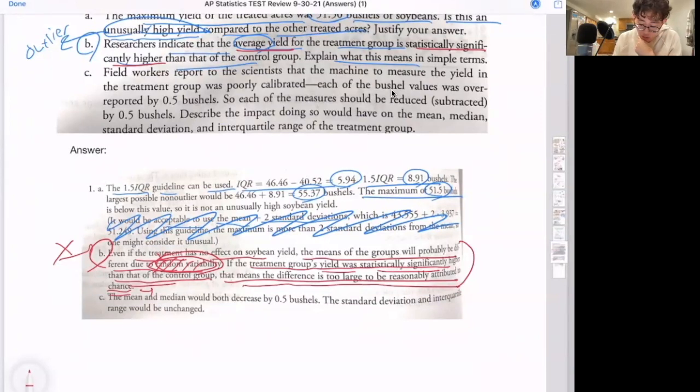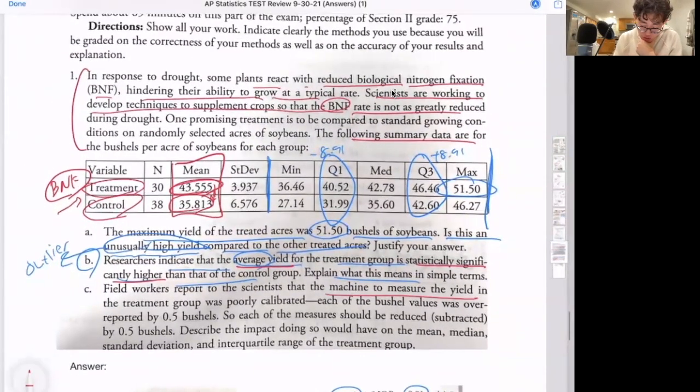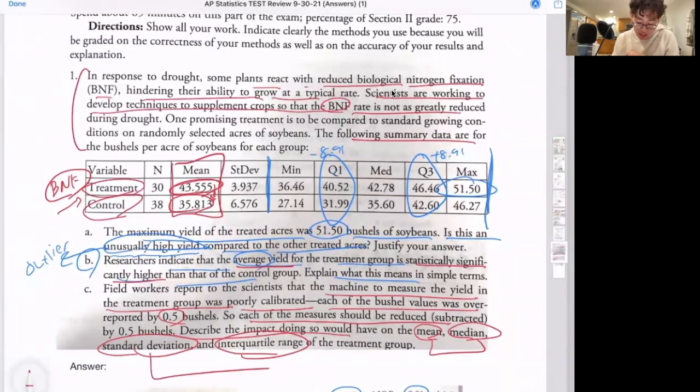The mean and the median would both decrease. The field workers report that the machine that measured the yield for the treatment group was poorly calibrated. Each of the bushel values was over-reported. Over-reported means you need to subtract, so each of the measures will be reduced. Describe the impact of doing so on the mean, median, standard deviation, and interquartile range. We talked about this, right? Mean and median would change. These won't.